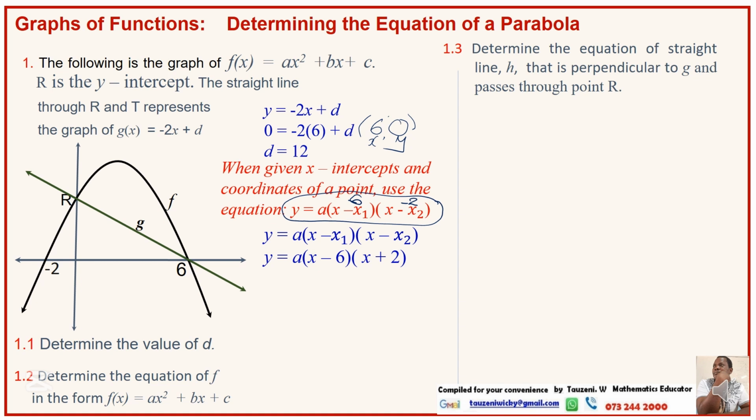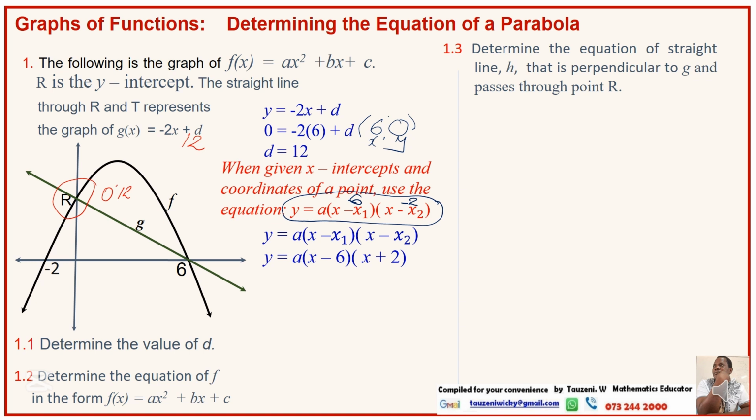Now, I have got A that I need to calculate. A is calculated using the coordinates of one other point that is on the graph. Remember, I said this method works when given the x-intercepts and one other coordinate which is there. So in our case, we have the y-intercept point R. The y-intercept, even though it's not given directly here, we know that from the equation of the straight line, D is the y-intercept of the line, and we have calculated that one to be 12. It means the coordinates of R are 0 and 12.